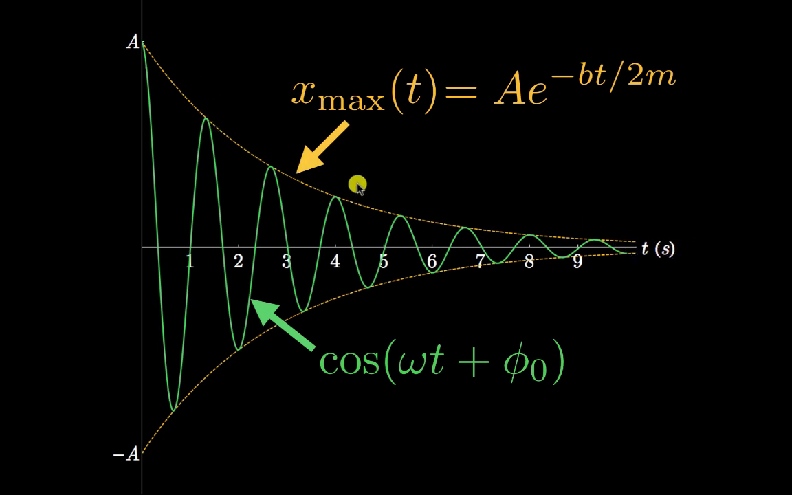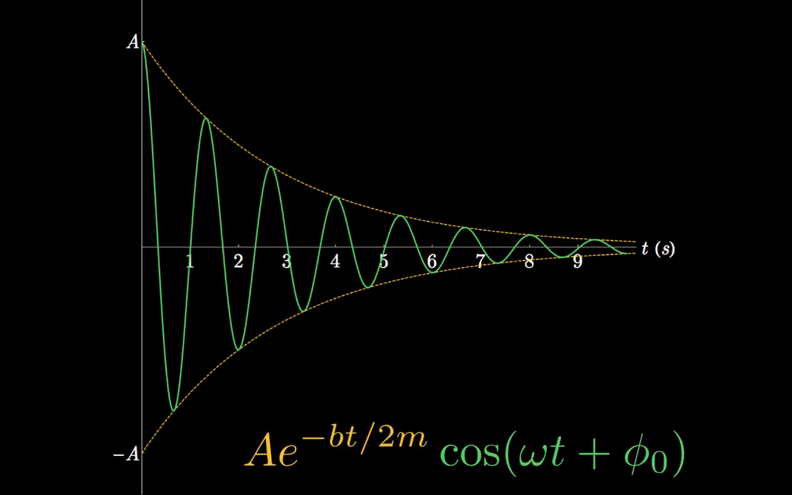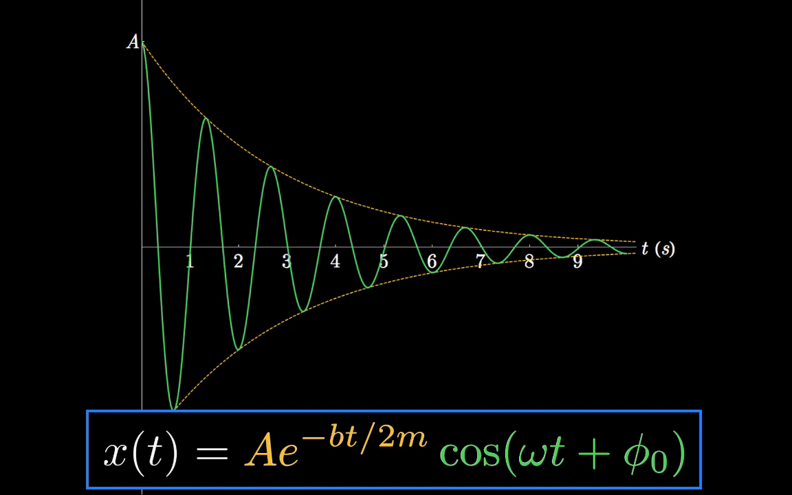So we want to take this envelope, which describes the maximum displacement, and combine it with our oscillating piece, which is still just the cosine of omega t plus phi 0. So instead of having a constant amplitude, we're going to have this decaying amplitude. If we multiply these two pieces together, we get the kinematic equation for a damped oscillator. x of t is equal to our exponential decay piece, A times e to the minus bt over 2m, times the oscillating piece, which is the cosine of omega t plus phi 0.